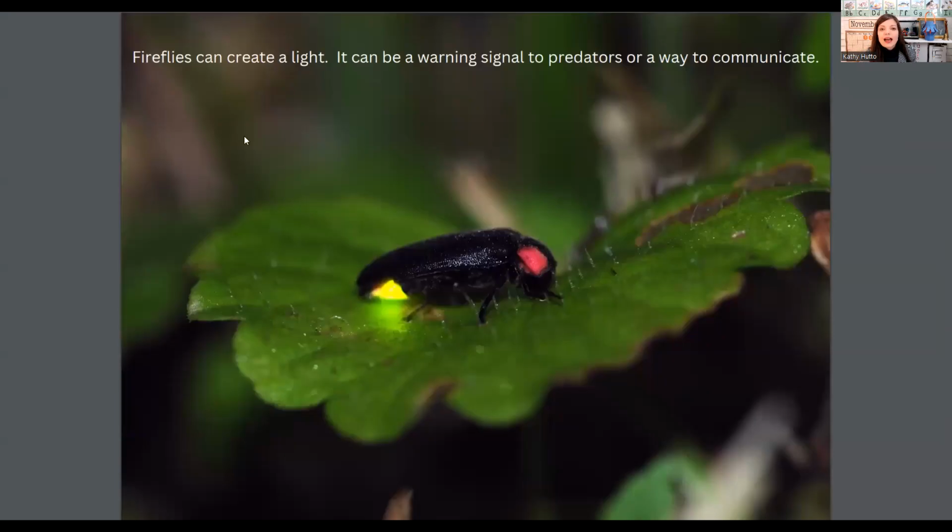Fireflies can create a light. The light can be a warning to predators. Don't eat me, don't eat me. It can scare them away, or it can be a way to communicate. Fireflies can do a series or pattern of blinks to talk to each other.